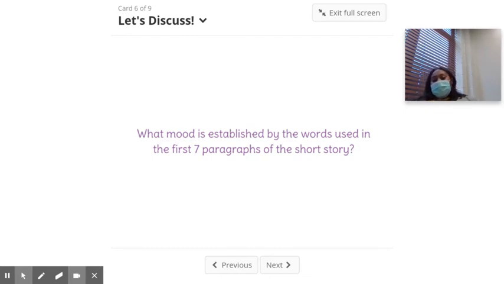So you might want to think about the words that you highlighted. Are those words positive? Are they negative? Are they neutral? How does the setting make you as a reader feel? All of those things are going to help you figure out what the mood of those first 7 paragraphs is.